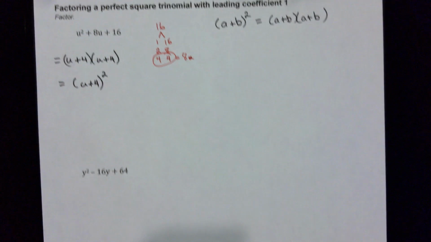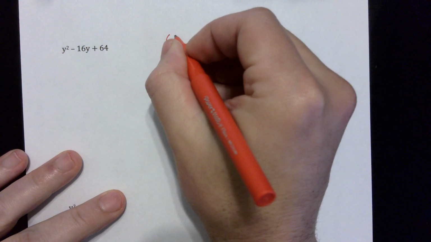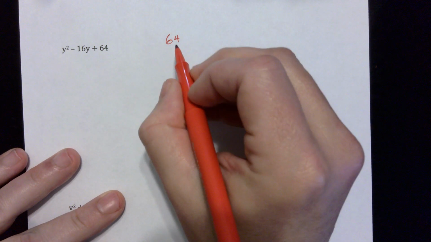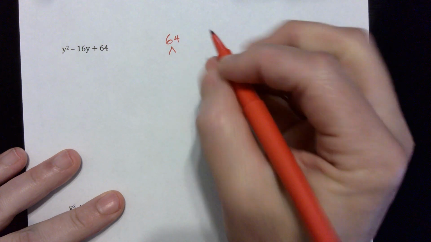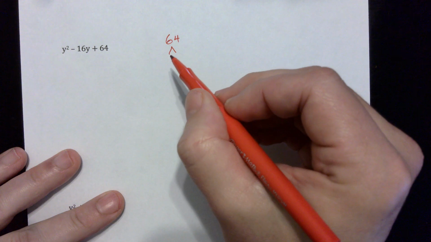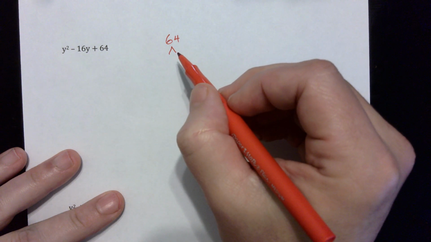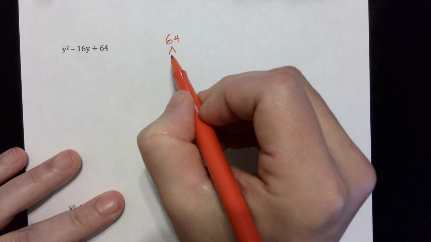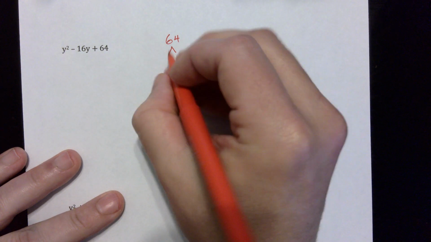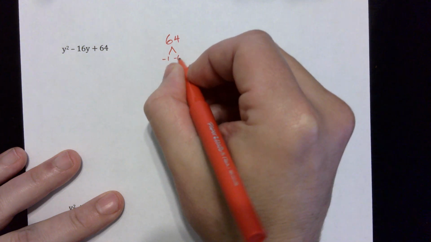Okay, let's take a look at the next one here. This one we do have a negative in the middle, and we are still looking at the 64, the last term. Things that multiply to get 64 but add to get negative 16. So remember, to multiply to get a positive number, they either have to be both positive or both negative. Since this is negative here, we're going to use only negative factors over here because we want it to add to get negative 16. So negative 1 and negative 64, that doesn't work.